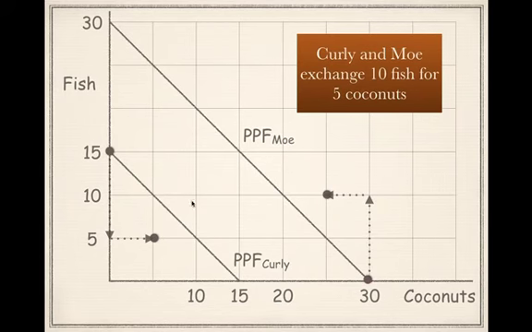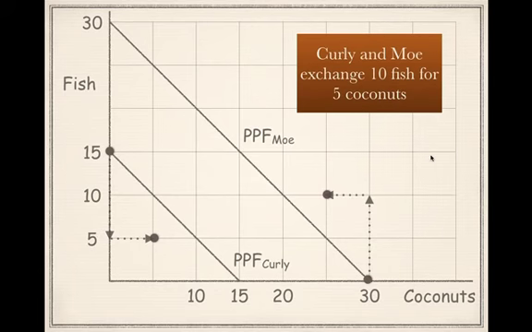We can see now that Curly is unhappy with this scenario, because he is inside his production possibilities frontier. He is actually consuming less than he could have if he produced those goods, fish and coconuts, on his own. On the other hand, Mo finds this scenario acceptable because he is now consuming more than he could have consumed if he produced all these goods on his own. So Mo is consuming outside of his PPF while Curly is consuming inside his PPF. So Curly would not find this scenario acceptable.